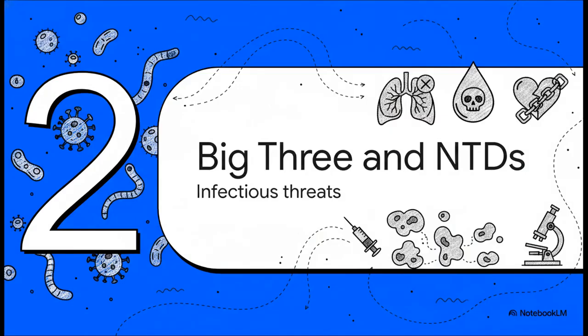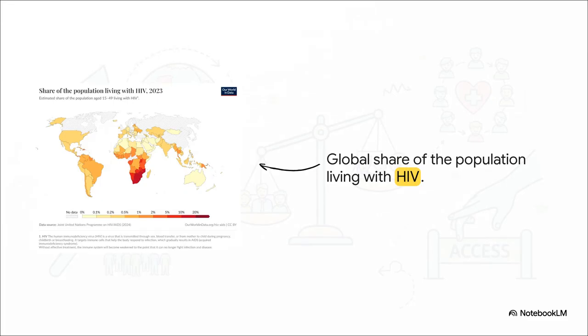Moving to Section 2, the Big Three and NTDs, looking at the immediate infectious threats. Take HIV, for instance, which is massively concentrated in sub-Saharan Africa. HIV is the first of what global health experts call the infectious Big Three. Without effective treatment, it destroys the immune system, making it a leading immediate cause of mortality in low-income areas.